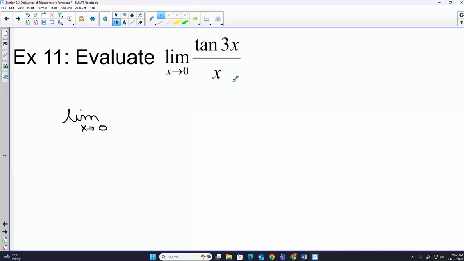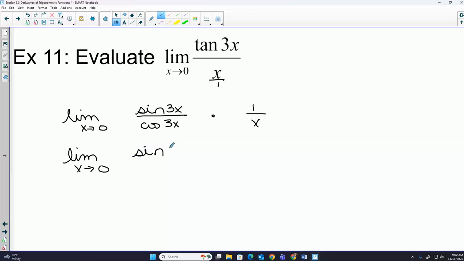So let's start rewriting this. Tangent is the same thing as saying sine over cosine. To divide by x, it's the same as multiplying by 1 over x, if you multiply by the reciprocal. Does everybody see how this is the same as tangent 3x over x? If I'm going to use my property, I would have to have sine of 3x over what? 3x. Okay.